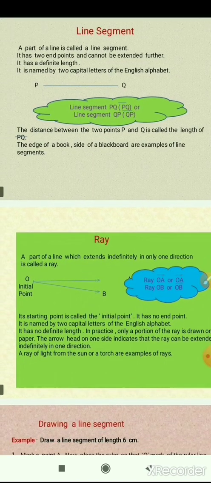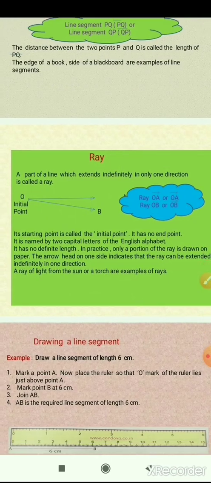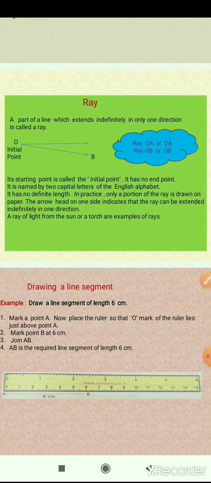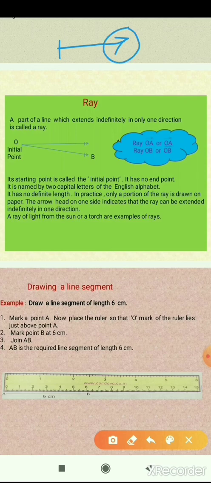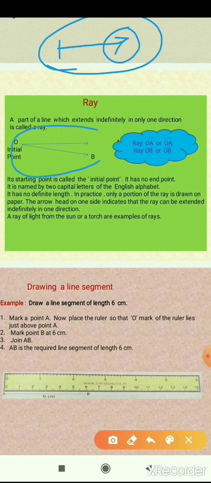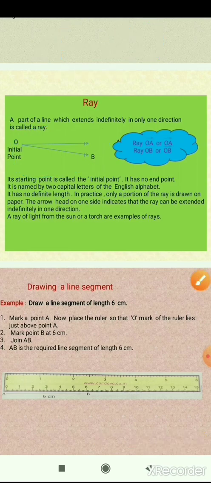Now we will see the next point, ray. A ray is a part of a line which extends indefinitely in only one direction. You have learned about a line, which can be extended in both directions, but a ray is a part of a line which can be extended indefinitely in only one direction. That is called a ray. Here we have drawn a figure. Its starting point is called the initial point.